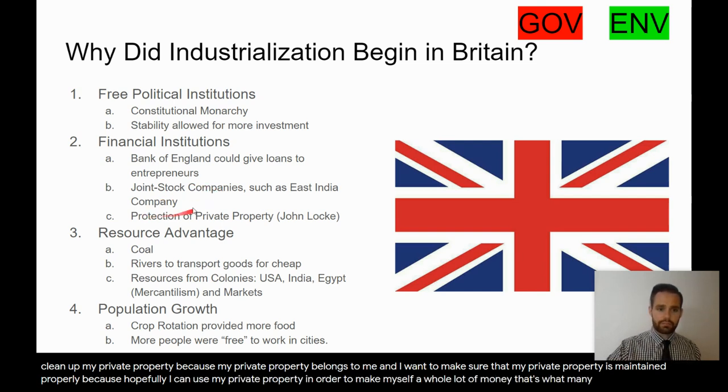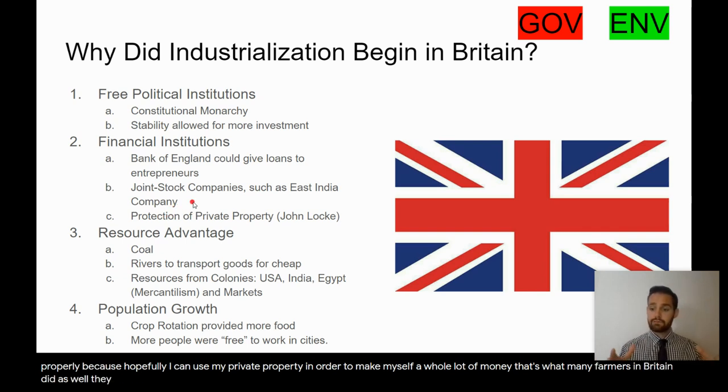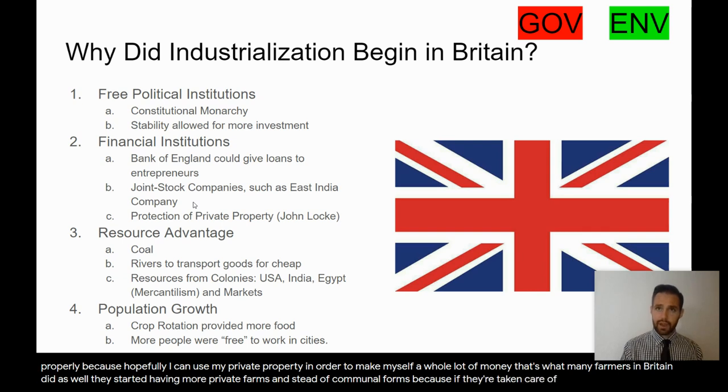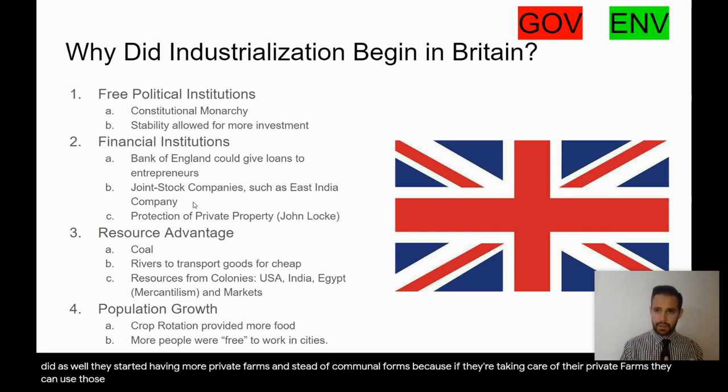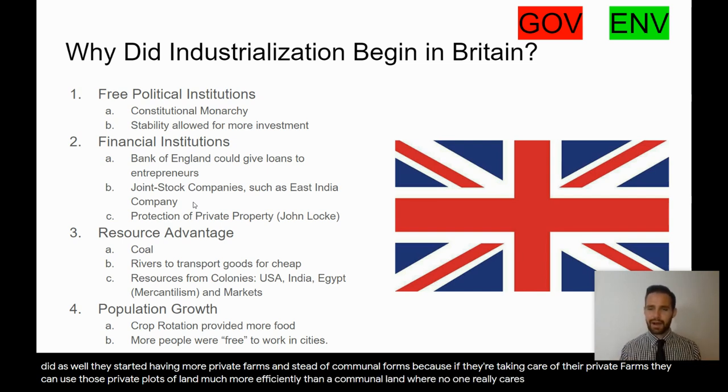That's what many farmers in Britain did as well. They started having more private farms instead of communal farms, because if they're taking care of their private farms, they can use those private plots of land much more efficiently than a communal land where no one really cares about whether it's kept up or not.